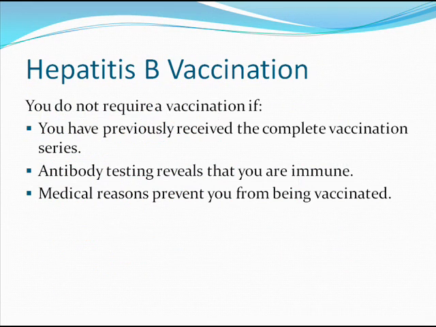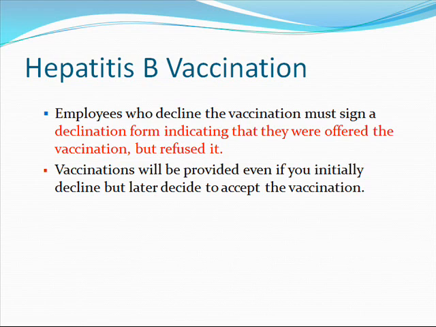Hepatitis B vaccination. You do not require vaccination if you have previously received a complete vaccination series, antibody testing reveals that you are immune, or medical reasons prevent you from being vaccinated. Employees who decline vaccination must sign a declination form indicating that they were offered the vaccination but refused. Vaccinations will be provided even if you initially decline but later decide to accept the vaccination.